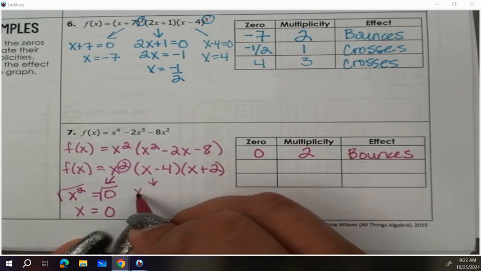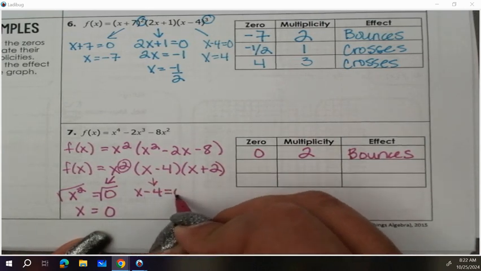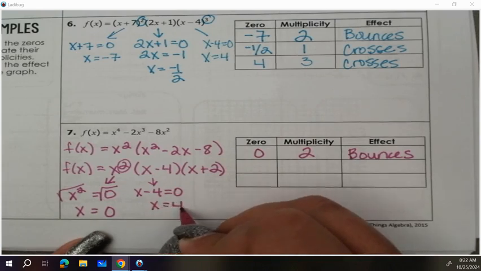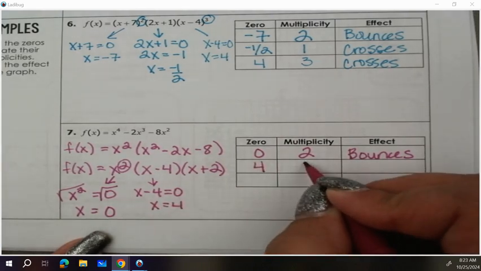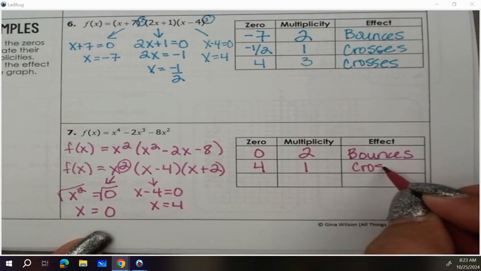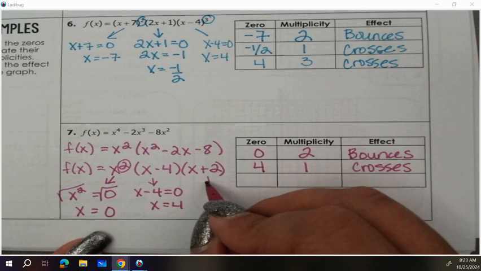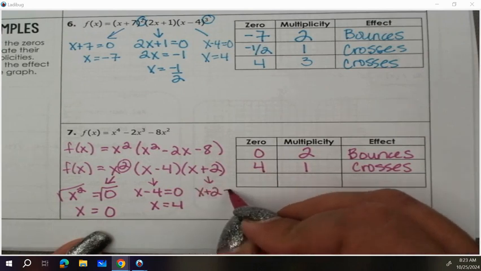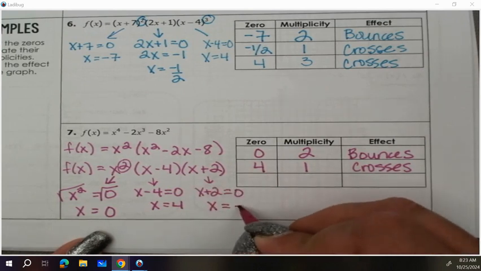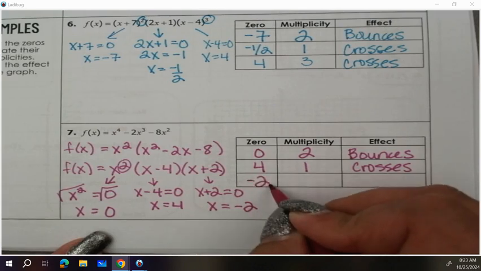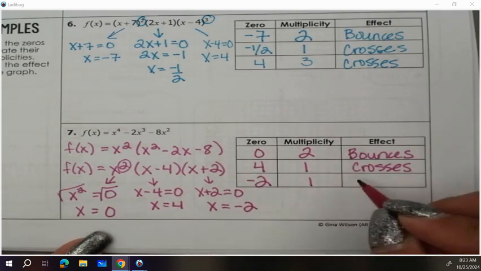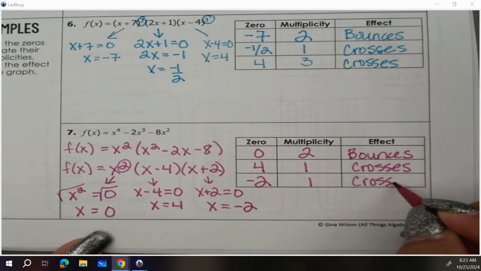X minus 4 equals 0. So x equals 4. That one's only happening one time, so we cross. And x plus 2 equals 0. So x equals negative 2 for a 0. It only happens one time, so it crosses.